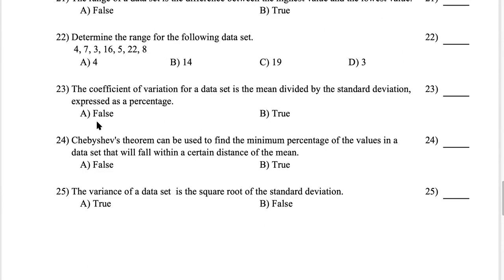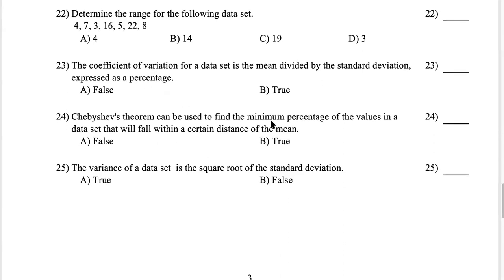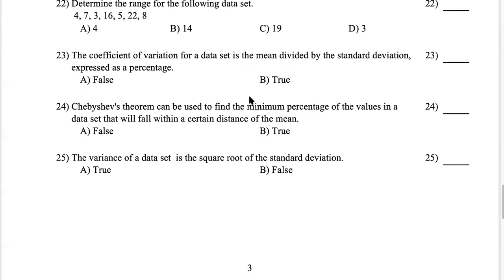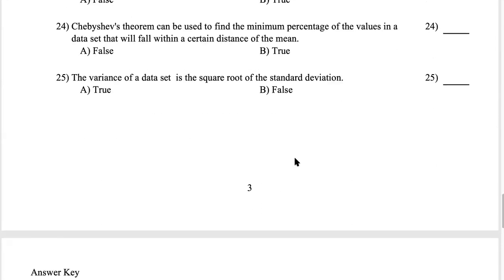Number 20. The coefficient of variation is the mean divided by the standard deviation. The other way, everybody, the other way. This is false. Chebyshev theorem is used to find the minimum percentage of values in a data set that will fall within a certain distance of the mean. That's true. Minimum, remember, 75% is the minimum. Could it be more than that? The variance of a data set is the square root of the standard deviation. Everybody, it's the other way: the standard deviation is the square root of the variance. All right.